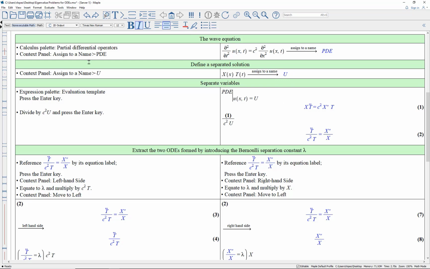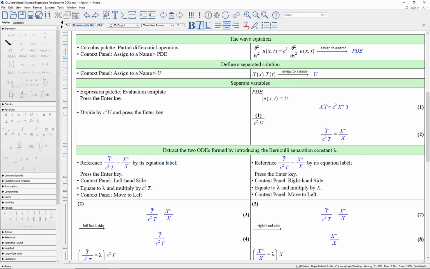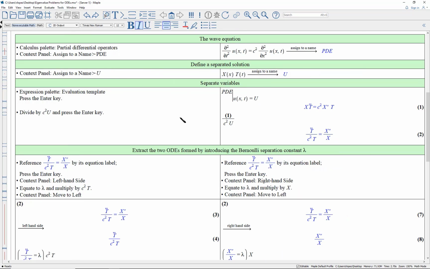Evaluation template from the expression palette. I'll show you that once here. We've got all these palettes. Expression palette. You'll see assigning. It's this one right here. It's assigning. It's the eval command hidden in an icon.